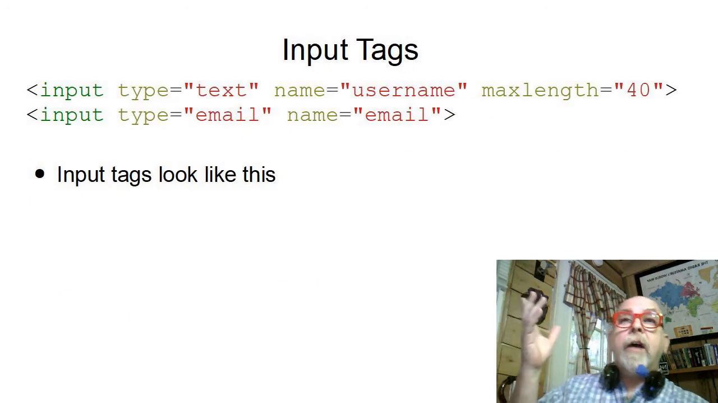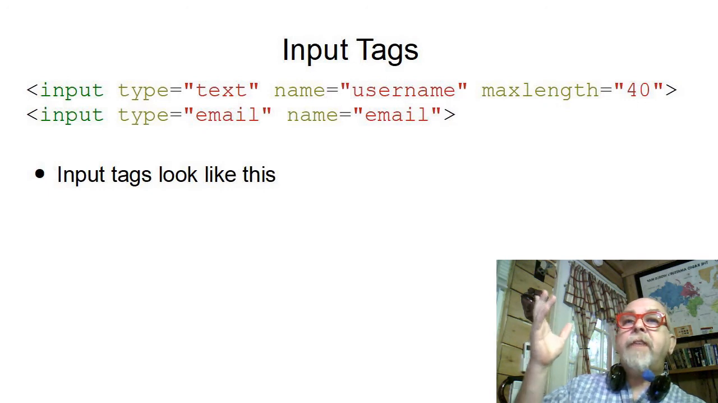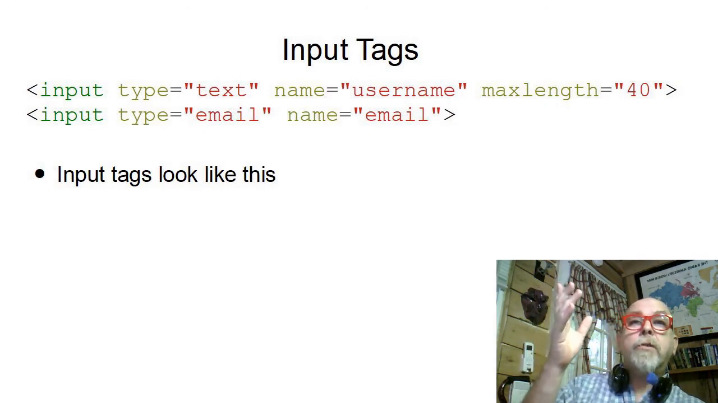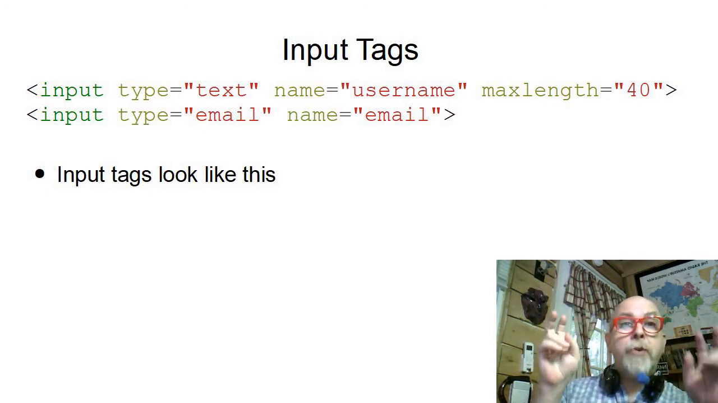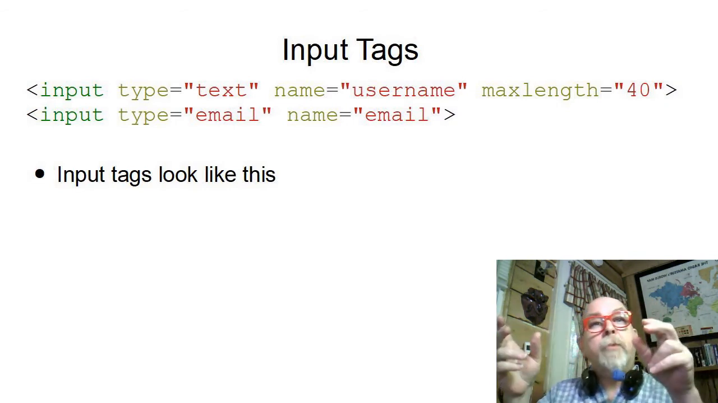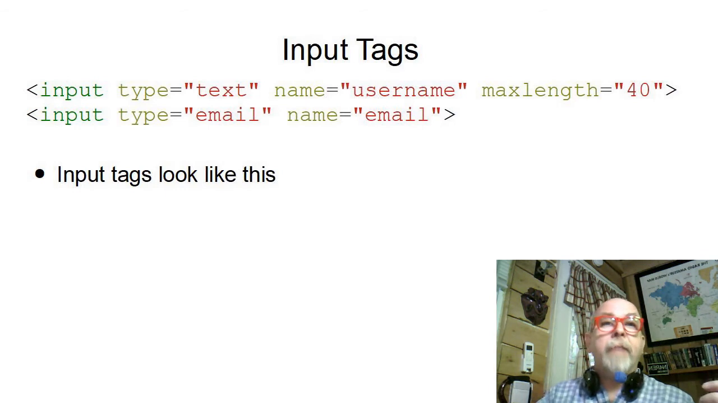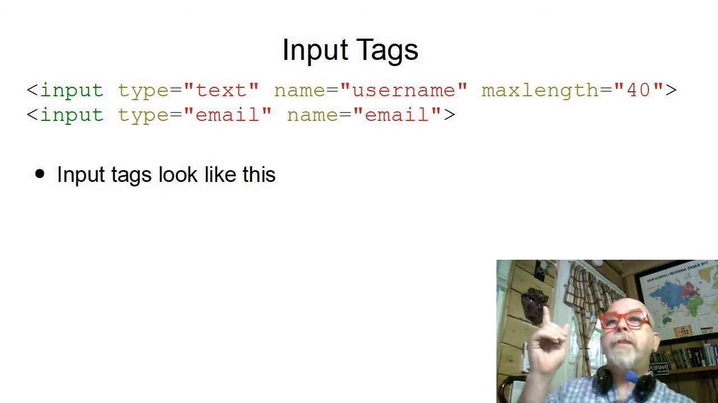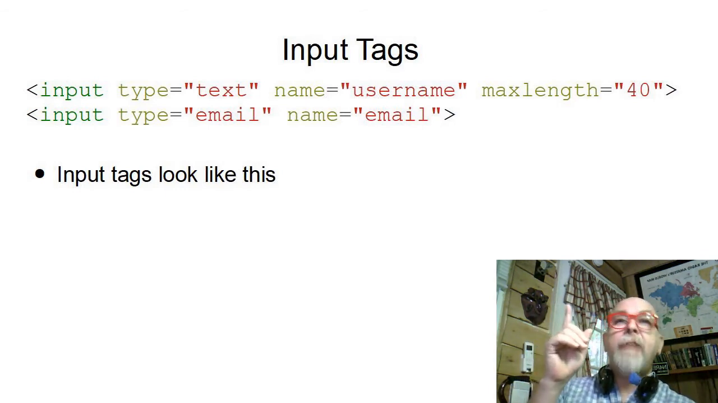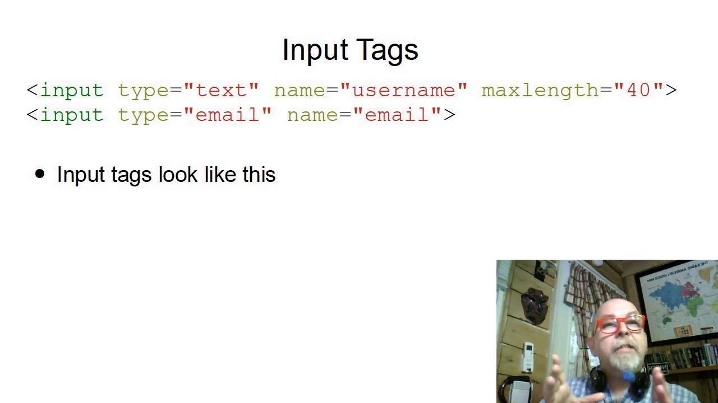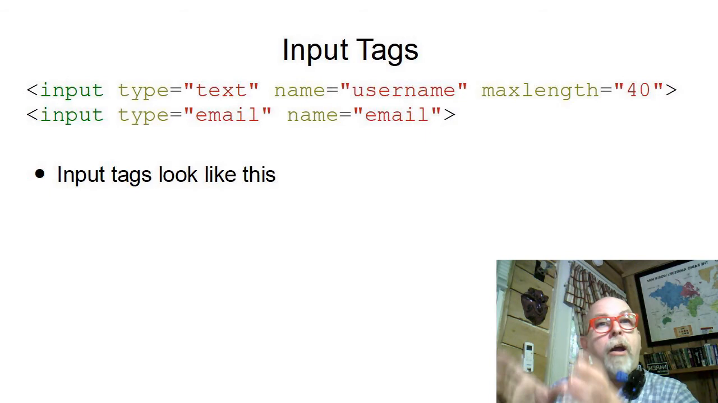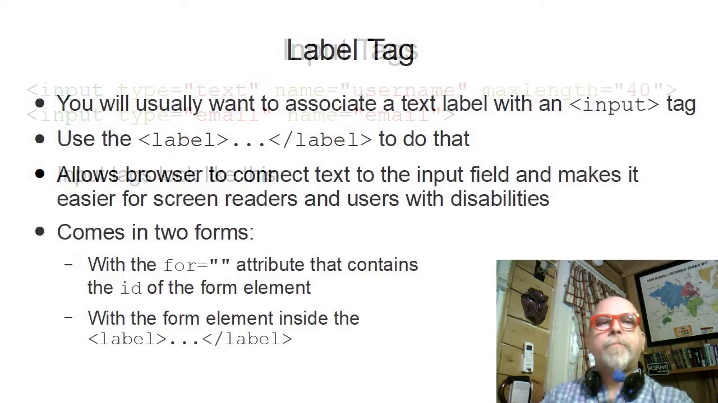And here are a couple of input tags. You can see that input type text name equals username. So the username will be sent with the value of whatever the user typed, and it has a maximum length of 40 characters. You also then see input type email, name email. So it's going to send the email address the user types to the server, and this is called email, and it'll contain an email address.